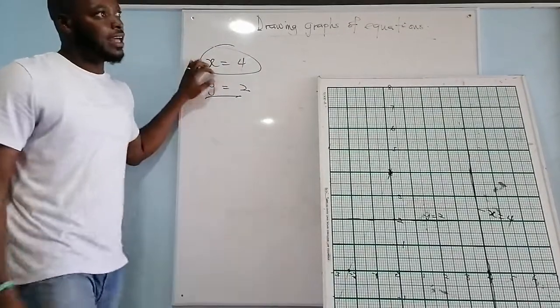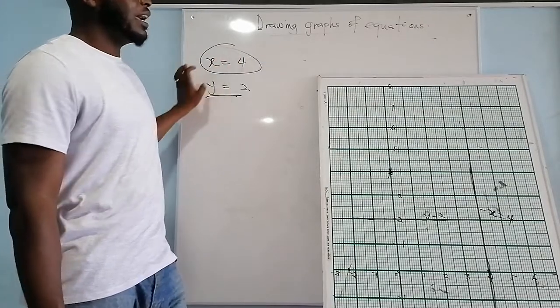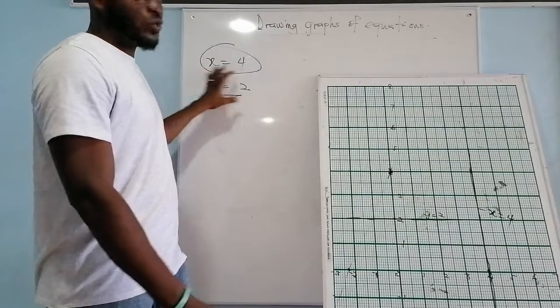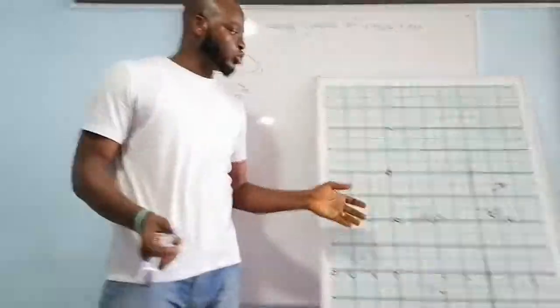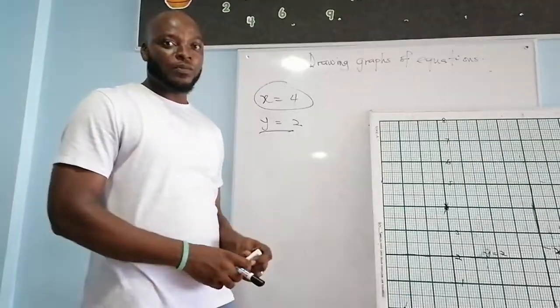So anytime you have x that is equal to a number, that is what you would have. I hope this is simple enough for you to understand how to draw the graphs of an equation. Thank you.